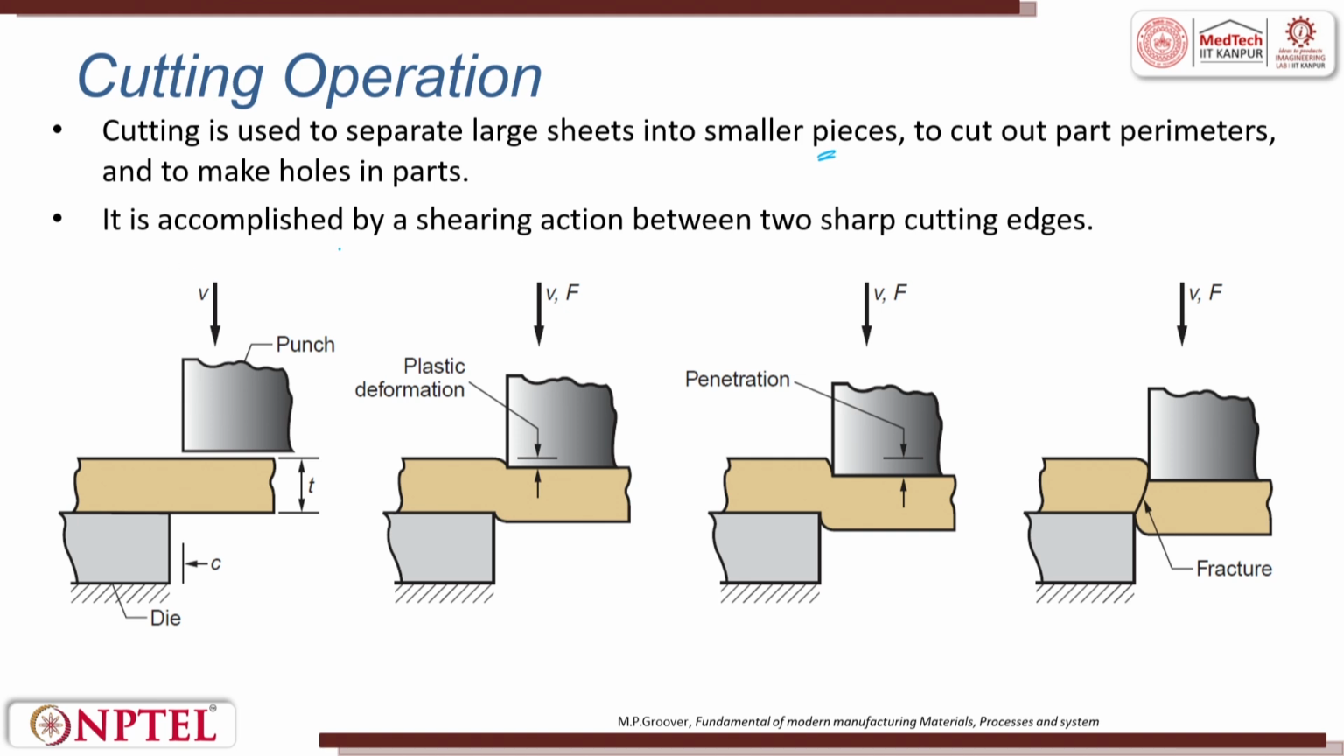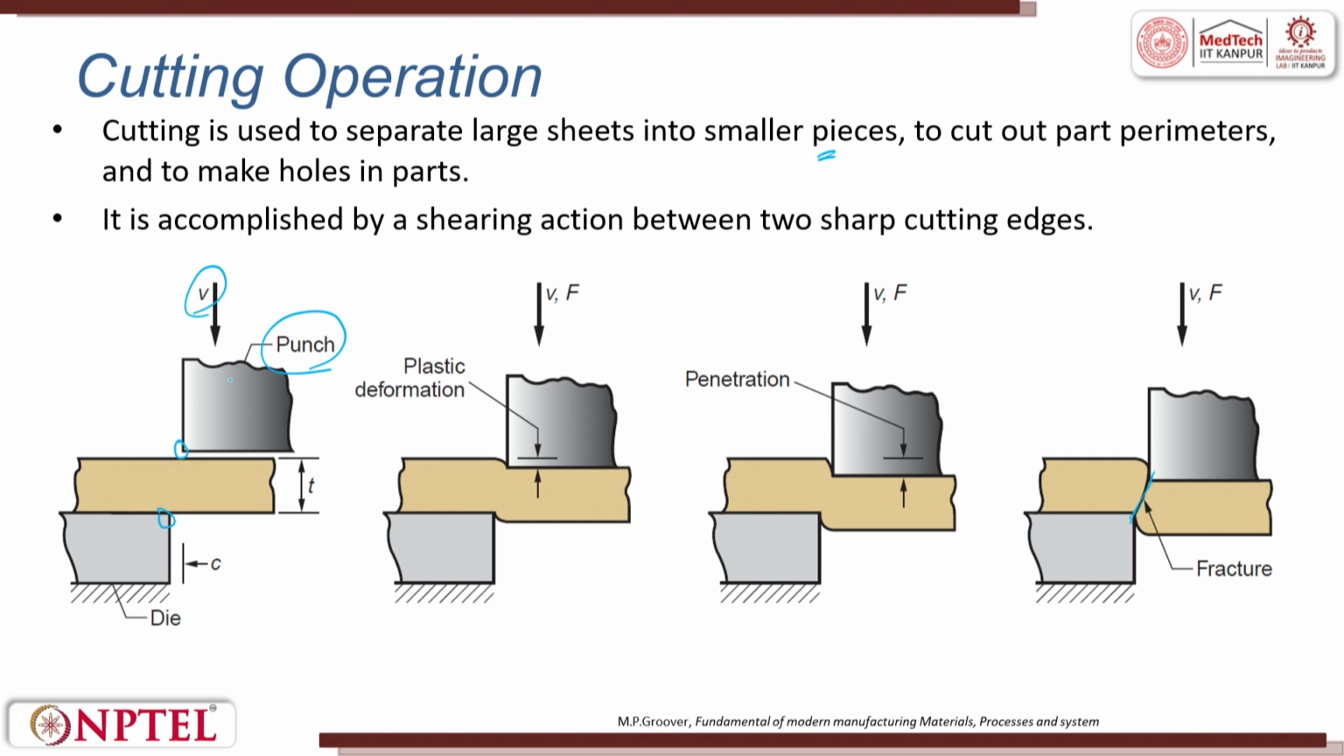It is accomplished by a shearing action between two sharp edges. So, here is a sharp edge, here is a sharp edge. Here what happens is the shearing action. This is a punch, the punch comes with a certain velocity, it can be gradual, it can be impact. It can be mechanical, it can be hydraulic.